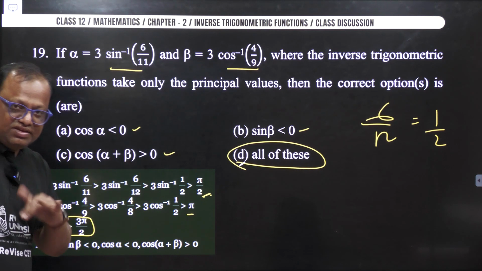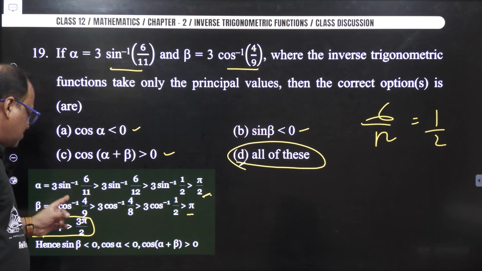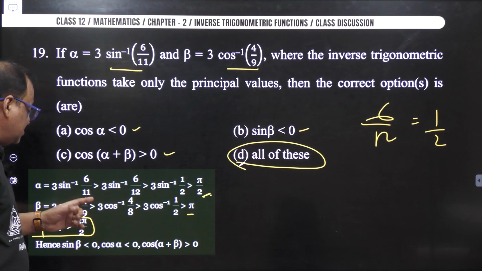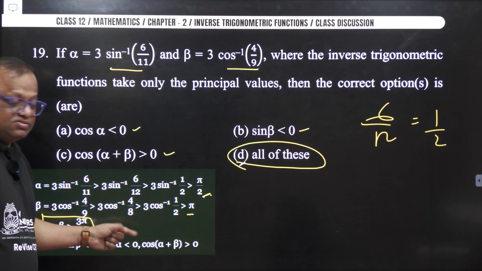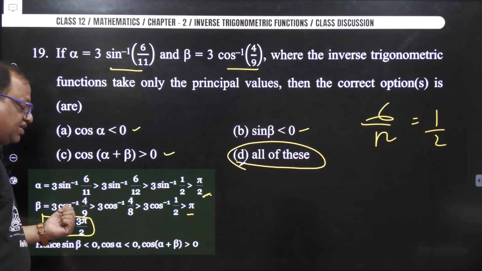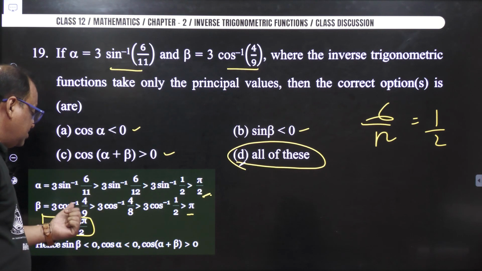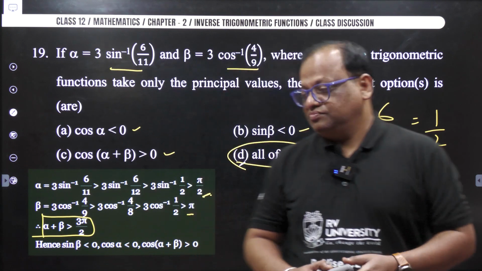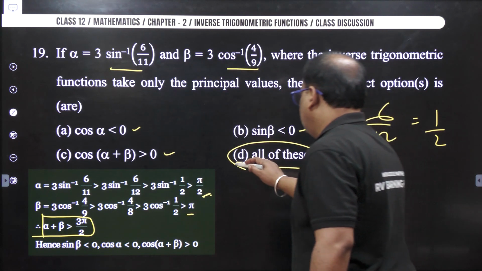Cos inverse is a decreasing function. So cos inverse 4 by 8 and 4 by 9, which is bigger? The bigger value, 4 by 8, is bigger. So this is lesser, because it is a decreasing function. So this is greater than cos inverse of 4 by 8. So the answer is all of these.